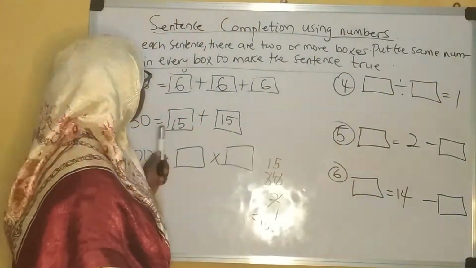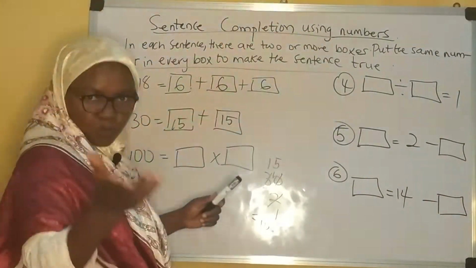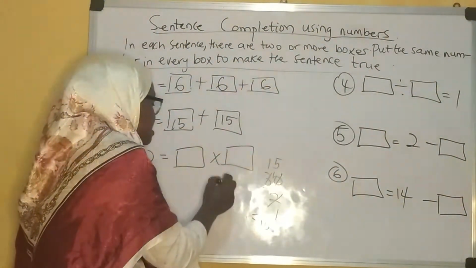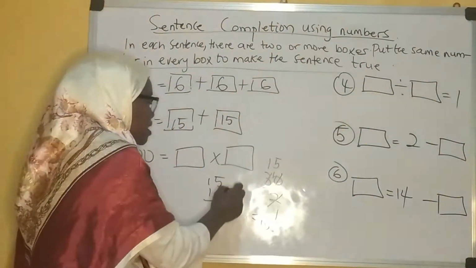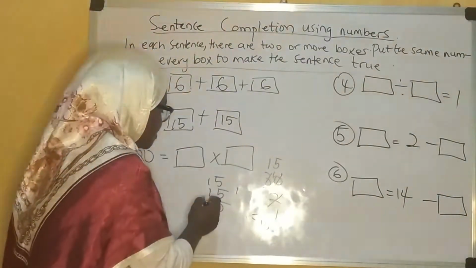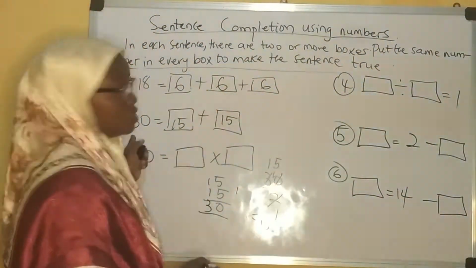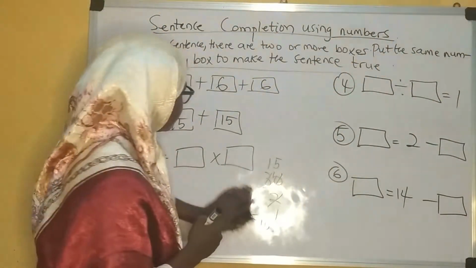All right. Now let me check if 15 plus 15 can give me 30. I have 15 plus another 15. 5 plus 5 is 10. I'm keeping 1. 1 plus 1 is 2, plus the one I'm keeping aside, that's 3. And that makes 30. Do you understand? All right. Now let's look at the next example.